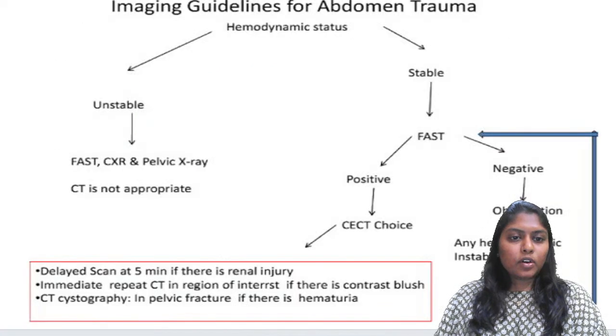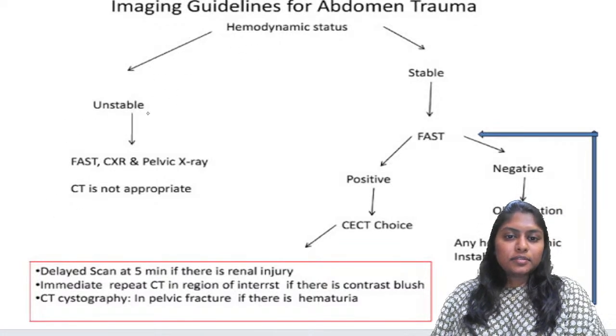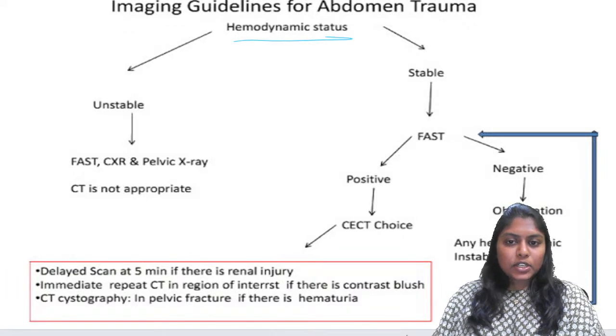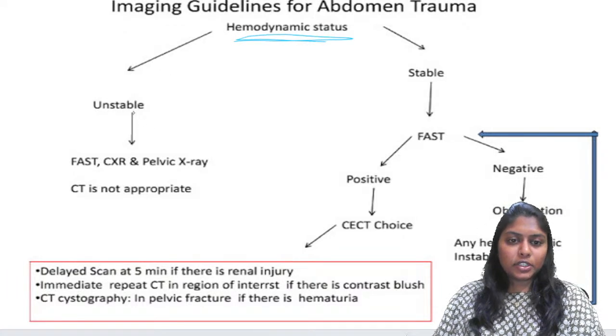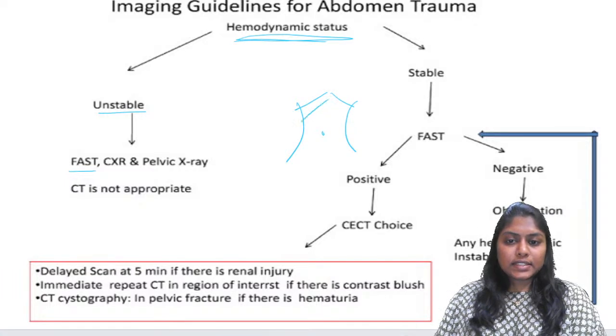So let's see the normal imaging guidelines for abdominal trauma first, and then we'll go to the answer. The hemodynamic status of the patient is the most important thing in a case of abdominal trauma. If the patient is unstable, we are supposed to do FAST, that is ultrasound, focused assessment with sonography in trauma, chest X-ray, pelvic X-ray, and CT is not appropriate if the patient is unstable. If the patient is stable, we'll go for a FAST, and if it is positive, that means if you are able to find any fluid in the FAST, we will go in a zigzag manner.